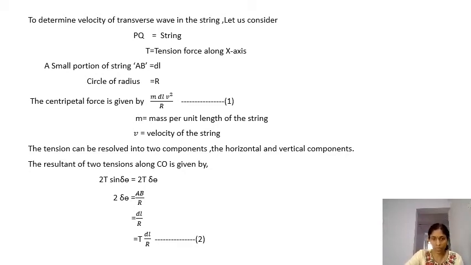I'm repeating here. The horizontal components cancel each other. We are considering only the vertical component. The sum of the two vertical components, 2T sin del theta, is equal to 2T del theta. We are neglecting the sine here. In the diagram, take 2 del theta equal to AB divided by R. We know AB is equal to dl. So from this equation, instead of 2 del theta, substitute 2 del theta equal to dl divided by R.